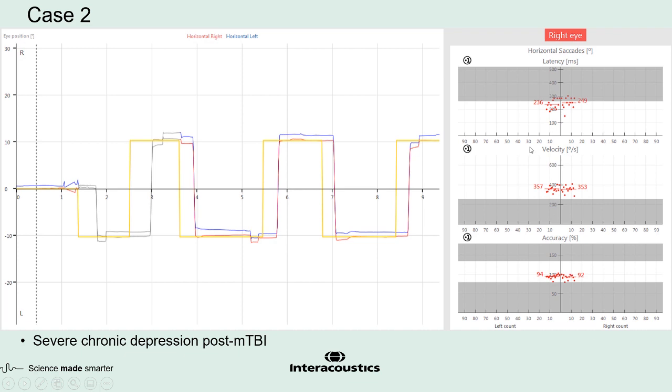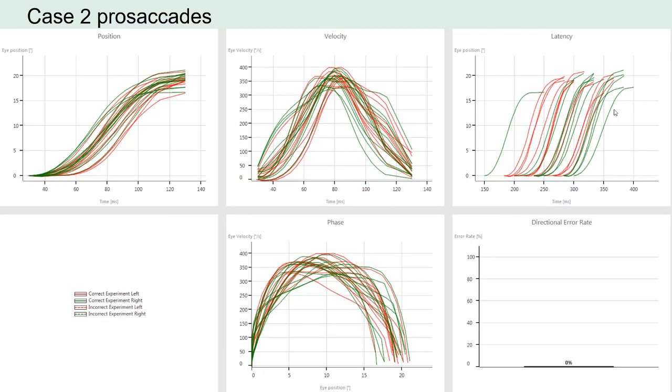You look at his latencies. He's got the capacity to generate some normal latencies, but he's got a pretty big latency distribution, and it averages out to 249 right, 236 left. That's a little high for somebody that's in his early 30s. We look at his pro-saccades. We can quickly see that he's got a little bit of Omnipause activity given those bimodal distributions. We can quickly see that his latency is dramatically different from one direction to the other direction. You look at his directional error rate with pro-saccades, it's essentially fine. And you can see that his velocities are very, very high.